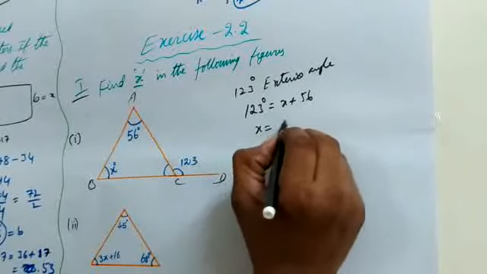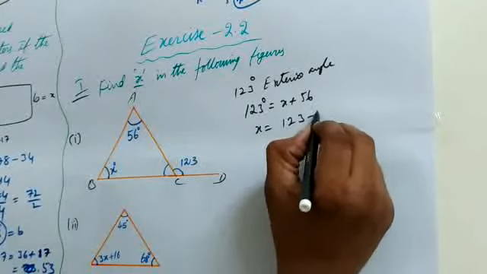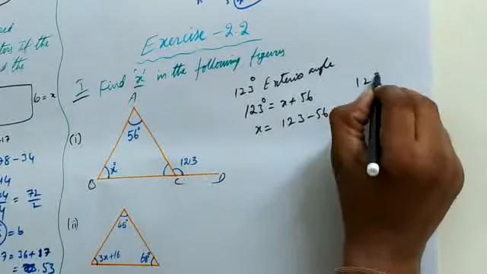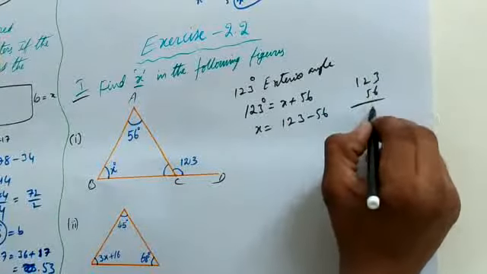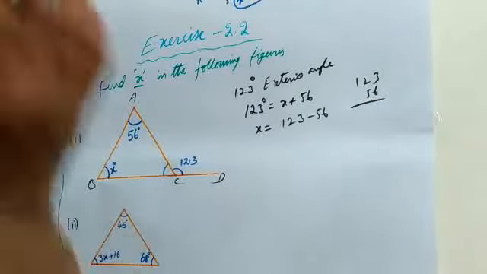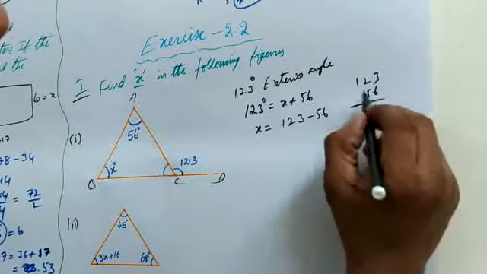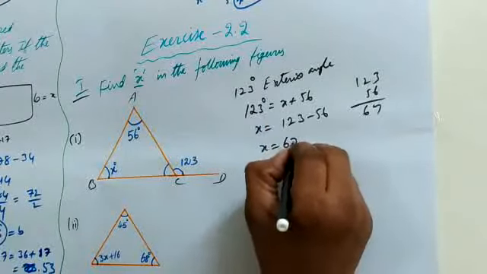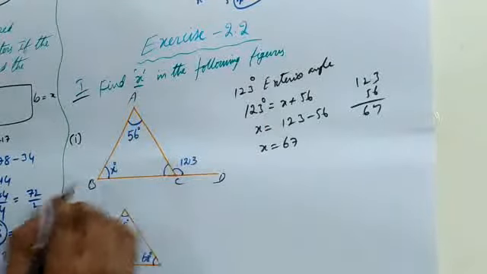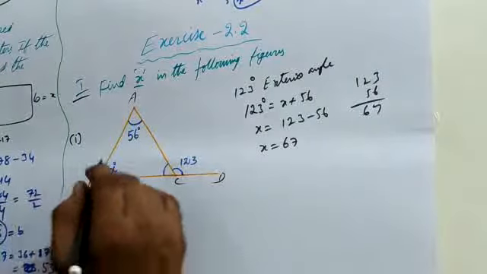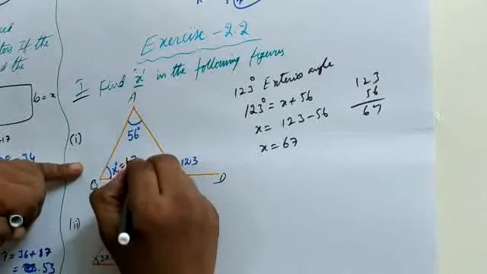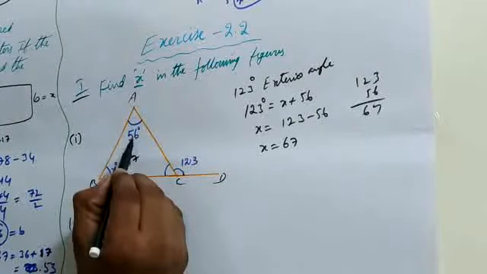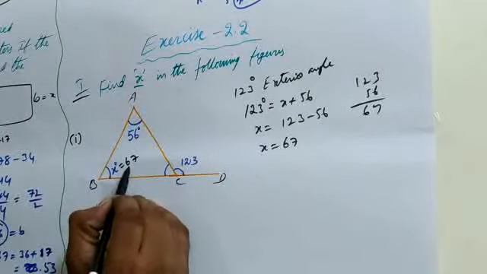Therefore x is equal to 123 minus 56, which is 67. Therefore x is equal to 67. For example, this angle is 56 and this angle is 67.